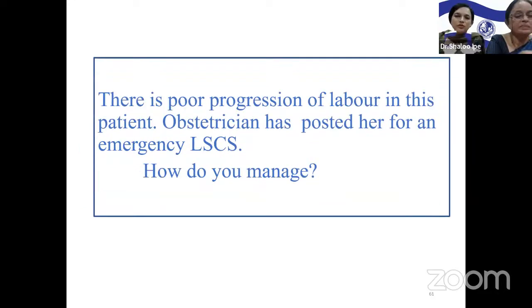There is poor progression of labor in this patient. The obstetrician has posted her for an emergency LSCS. How do you manage? A pregnant lady has a high risk for aspiration, so we will go first with the anti-aspiration prophylaxis.